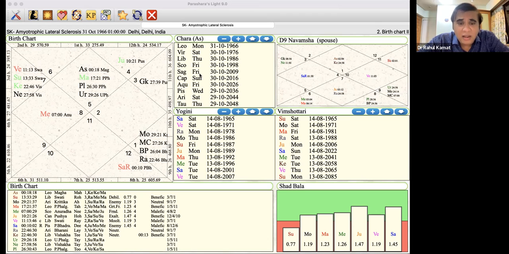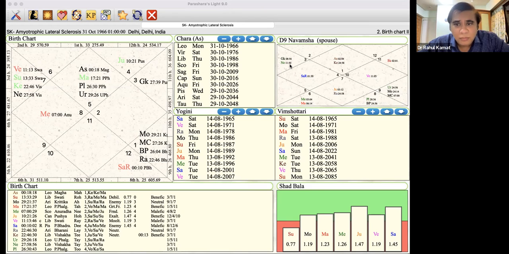Gulika is very much sitting there, and Gulika is in the last navamsha of Mithun. So what is the last navamsha of Mithun? The last navamsha of Mithun is again Mithun itself, or Gemini. So you see Gulika is in Gemini navamsha. If you see D9 now, you see Gulika is in Gemini, like I just said, with Neptune.